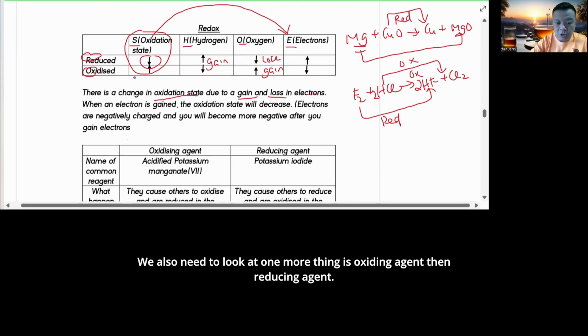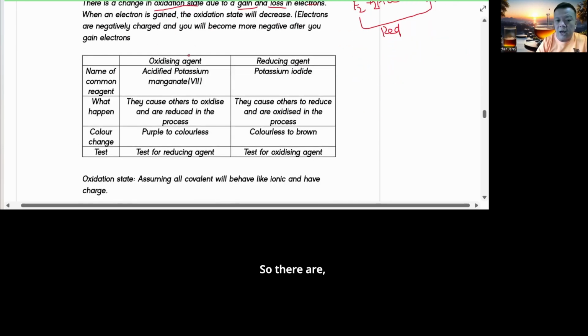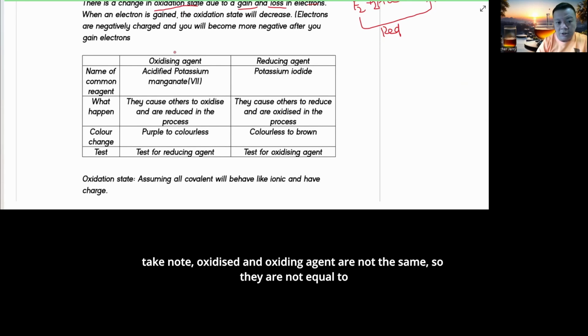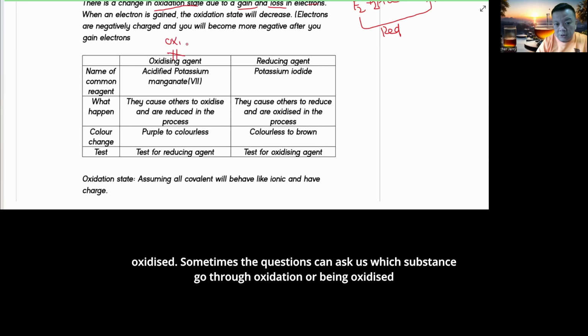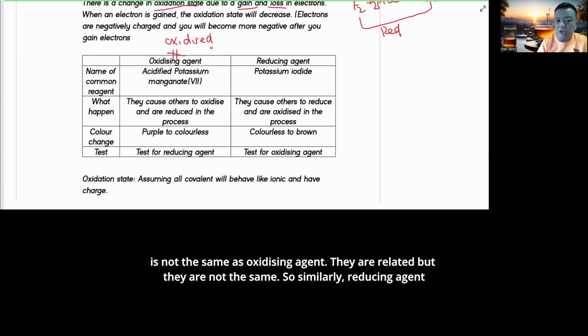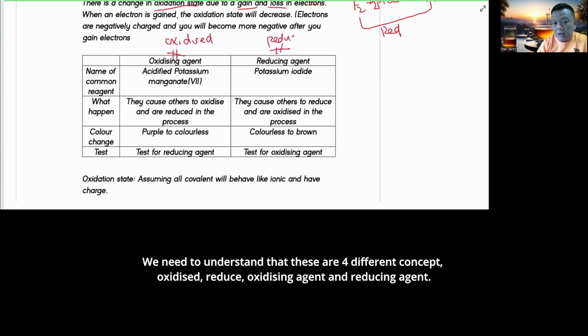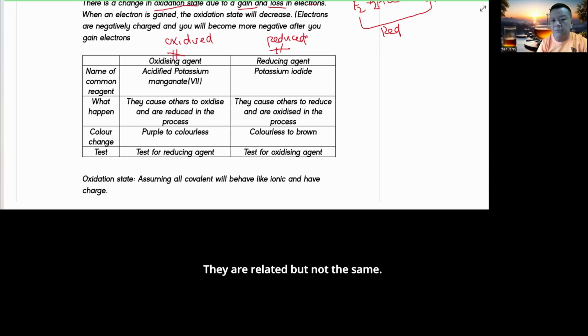We also need to look at one more thing: oxidizing agent and reducing agent. Take note, oxidized and oxidizing agent are not the same. Sometimes the question can ask us, which substance goes through oxidation or is being oxidized? It's not the same as oxidizing agent. They are related, but they are not the same. Similarly, reducing agent is not equal to being reduced. We need to understand that these are four different concepts: oxidize, reduce, oxidizing agent, reducing agent. They are related, but they are not the same.